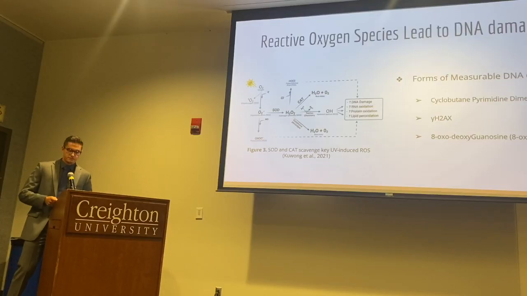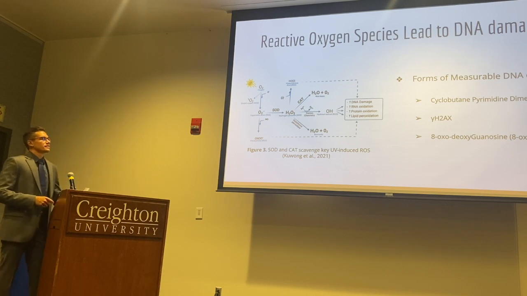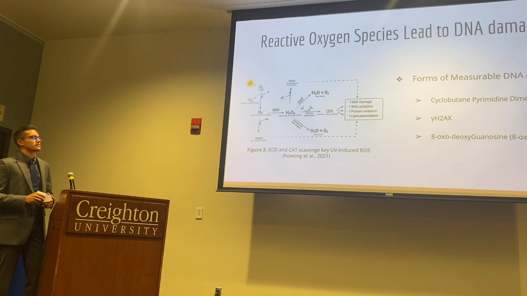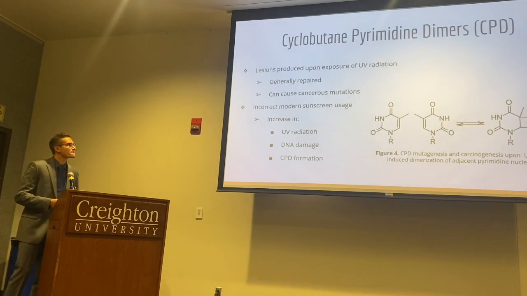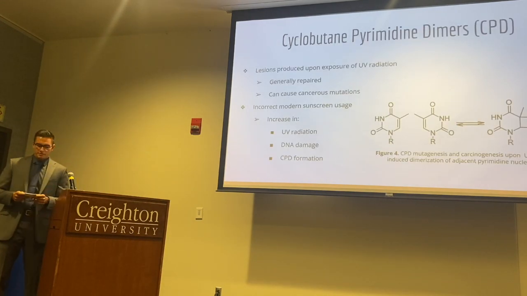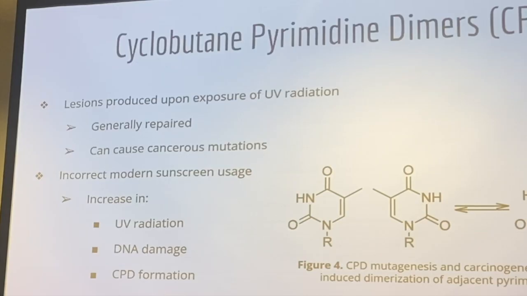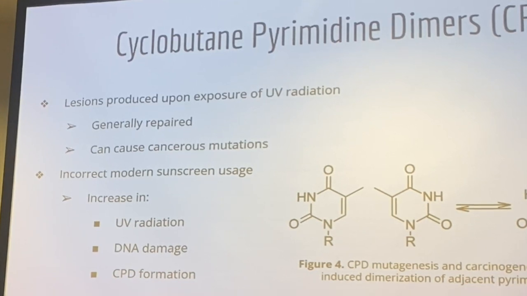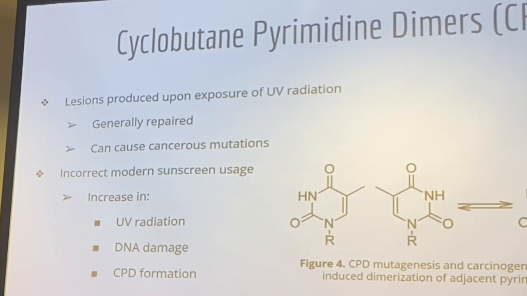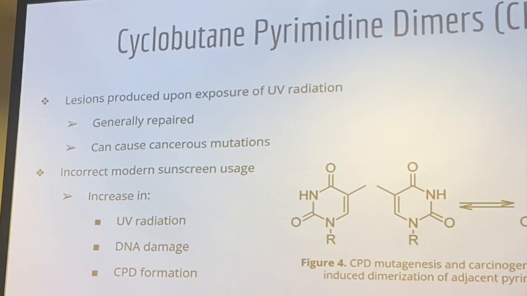There are 3 different types of DNA damage caused by reactive oxygen species that I looked at this summer: cyclobutane pyrimidine dimers, gamma H2AX, and 8-oxodeoxyguanosine. The one I looked at primarily this summer is cyclobutane pyrimidine dimers, or CPD. CPD is the primary lesion most involved in skin cancers caused by UVB radiation. These lesions are generally repaired prior to DNA replication in basal keratinocytes. However, if they are not repaired, they could lead to cancer-causing mutations.